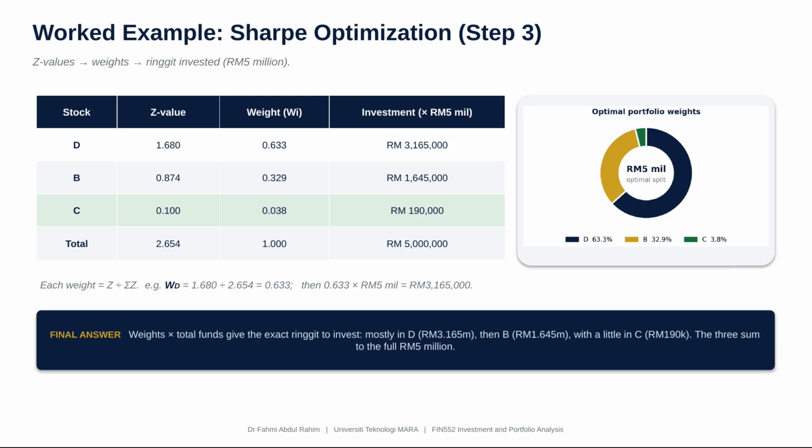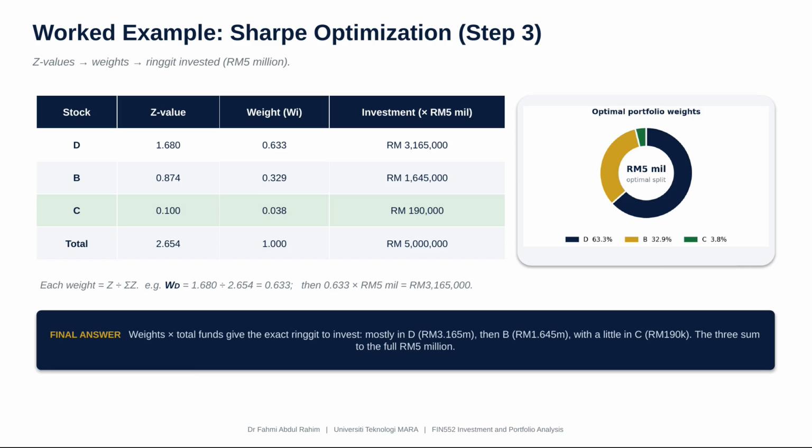Step 3. The final payoff, we turn the 3 surviving stocks into exact ringgit amounts. First, we compute each stock's Z value using the formula from earlier, the beta over residual variance times the gap between its ratio and the cutoff. The Z values come out as, for D 1.680, for B 0.874, and for C just 0.100, small, because C's ratio of 10 was barely above the cutoff of 9.6. These Z values sum to 2.654.